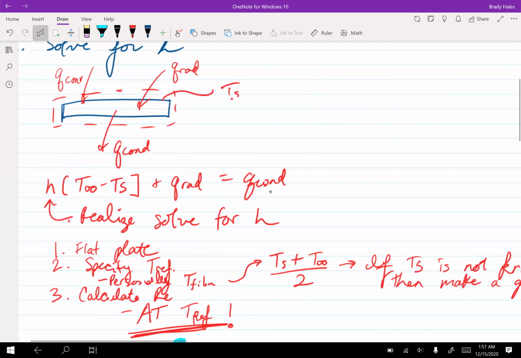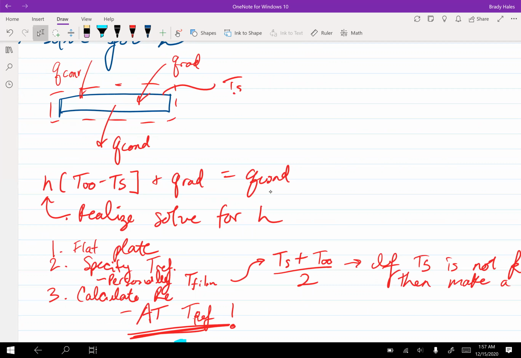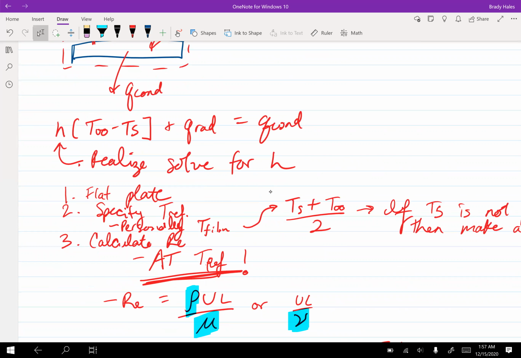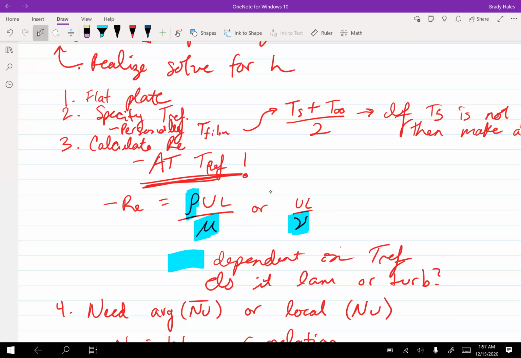Okay, so essentially what generally happens is you draw an energy balance, you realize I need to calculate H. How do I calculate H? 1, is it a flat plate? Is it a sphere? Is it a cylinder? 2, specify the reference temperature. Like I said, I generally start with the film temperature.